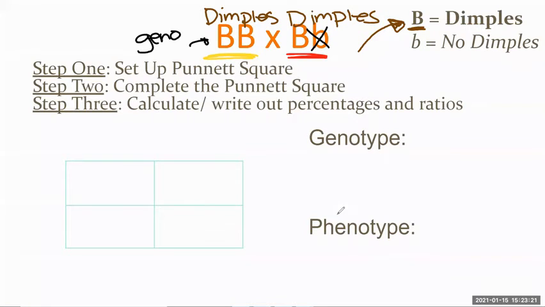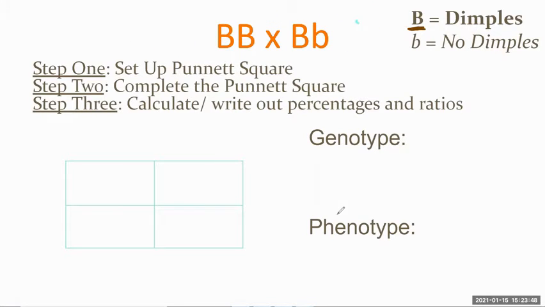So in this Punnett square, we are looking at two parents, both of which have dimples, and we're trying to figure out the possibility that their children will have dimples, and whether there is a possibility that their children might not have dimples. That's what we're answering with this Punnett square.